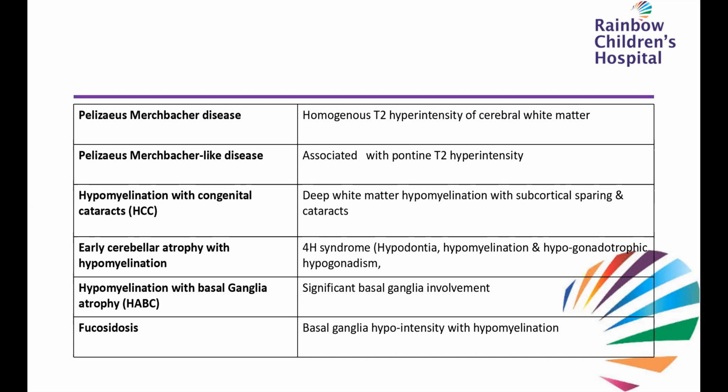In hypomyelination with congenital cataracts, there is sparing of the subcortical white matter and the deep white matter is involved. And as the name suggests, there are cataracts. Early cerebellar atrophy with hypomyelination we see in the syndrome known as 4H syndrome, which is hypodontia, hypomyelination, and hypogonadotropic hypogonadism. Hypomyelination with significant basal ganglia atrophy we see in HABC, which is hypomyelination with atrophy of the basal ganglia and cerebellum. And in fucosidosis, we have basal ganglia hypointensity with hypomyelination. So basically basal ganglia involvement along with hypomyelination.